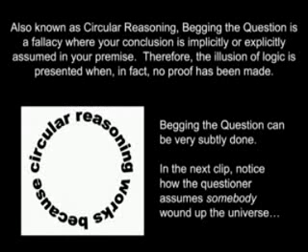Begging the question. Also known as circular reasoning, begging the question is a fallacy where your conclusion is implicitly or explicitly assumed in your premise. Therefore, the illusion of logic is presented when, in fact, no proof has been made. Begging the question can be very subtly done. In the next clip, notice how the questioner assumes somebody wound up the universe.